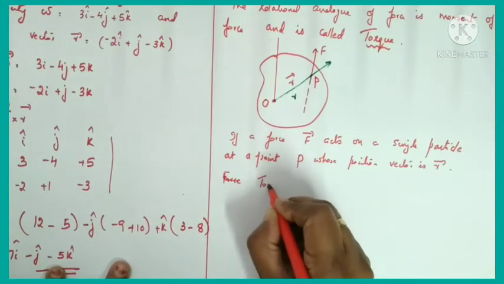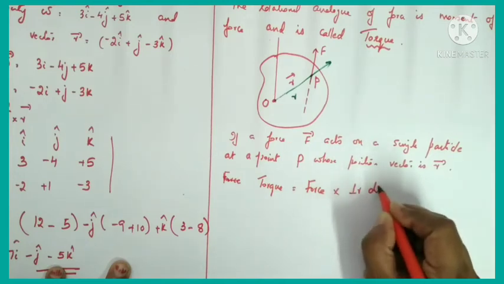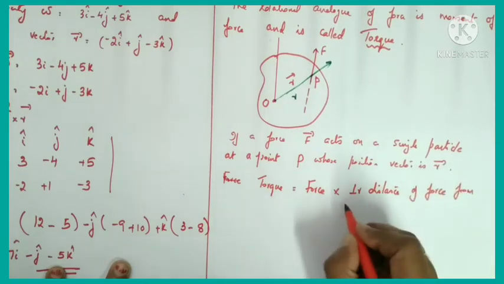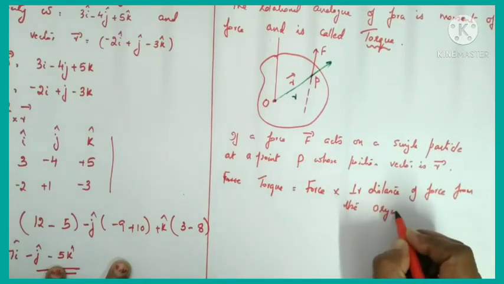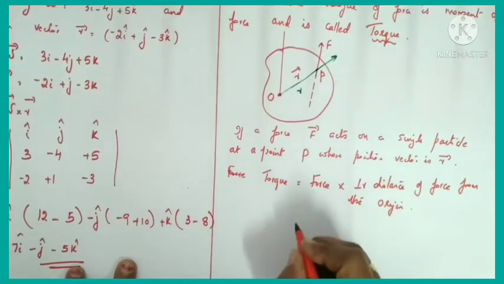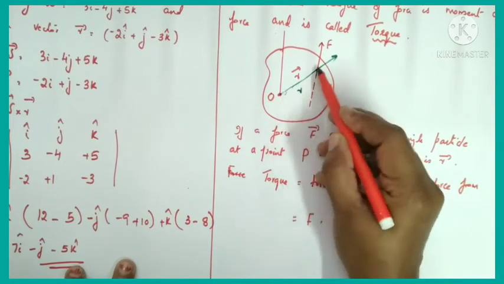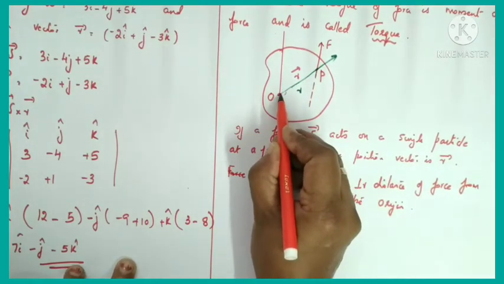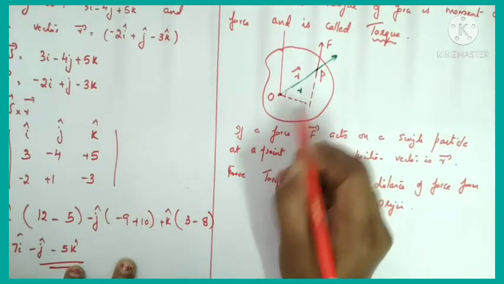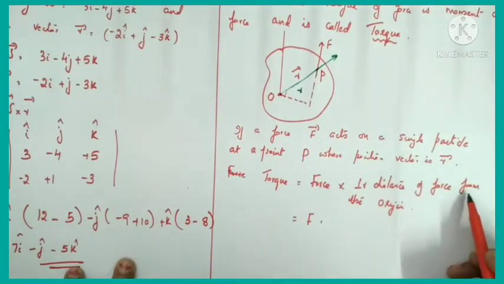That means torque is equal to force into the perpendicular distance of force from the origin. This is the general formula for torque. So here the force is F, and the perpendicular distance of force from the origin is not r, because r is not perpendicular. How will you find the perpendicular distance? We can extend the direction of force, and this represents the perpendicular distance. Is it clear, children? So torque is defined as force into the perpendicular distance of force from the origin.